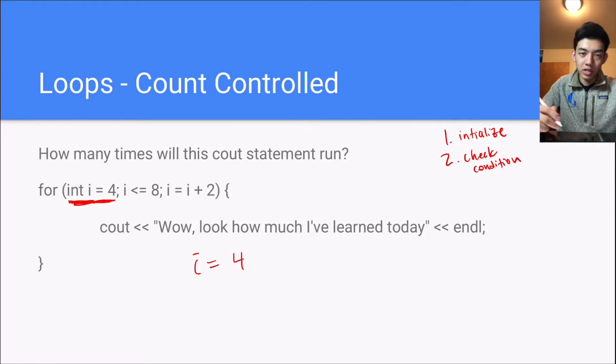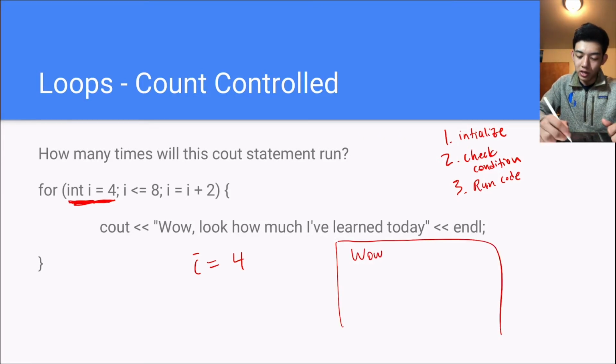So we're going to check our condition. Is i less than or equal to 8? 4 is less than or equal to 8. Great. We're going to keep going to step 3, which was run code. So we're going to cout, "Wow, look how much I've learned today." Pretend this is our screen here, and we're going to say, "Wow, look how much I've learned today," blah, blah, blah.